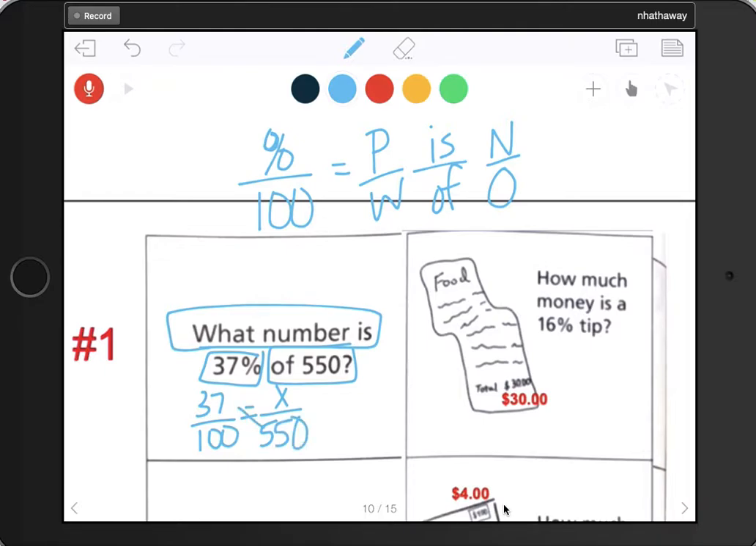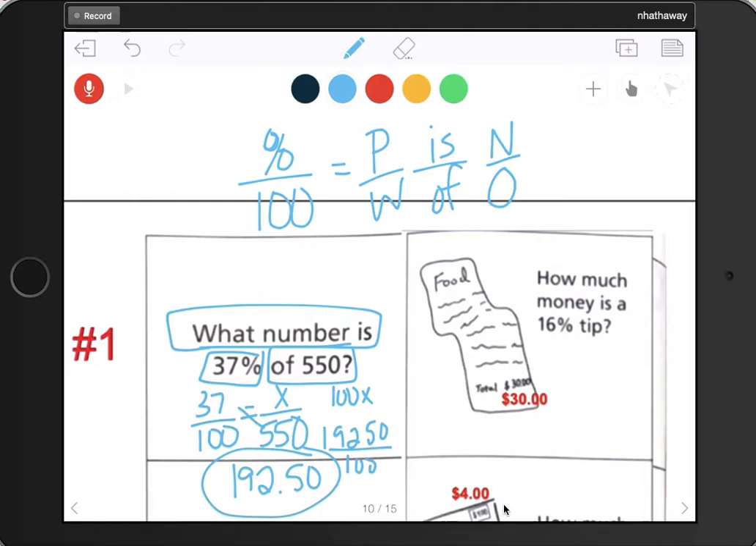37 times 550. Remember, cross multiplying, we know that they have to be equal. We get 19,250. And then 100 times X. So we divide that by 100 and we get 192.50. So that would be our answer for what number is 37%.